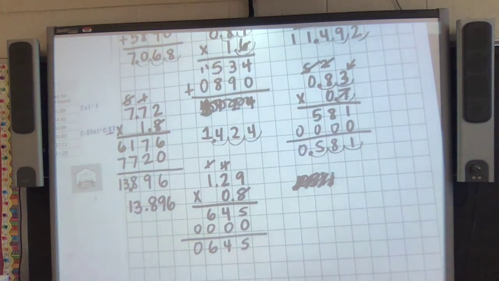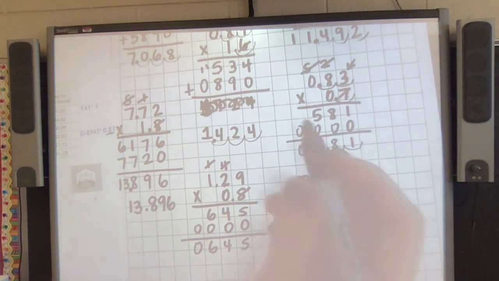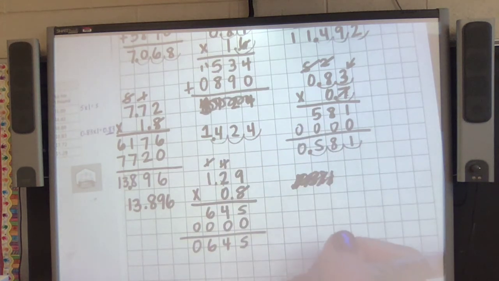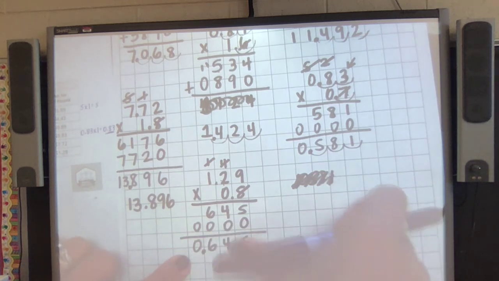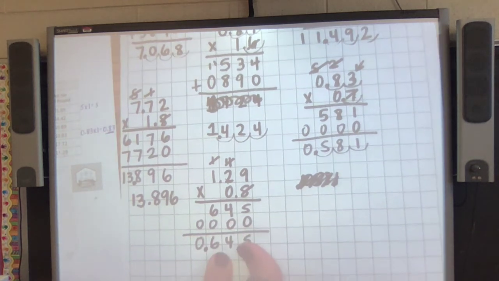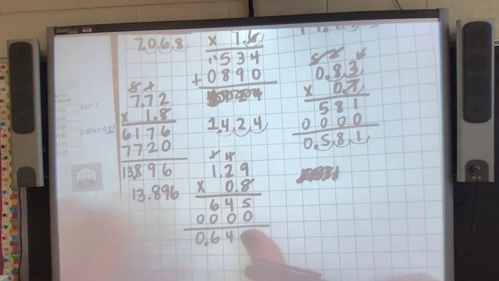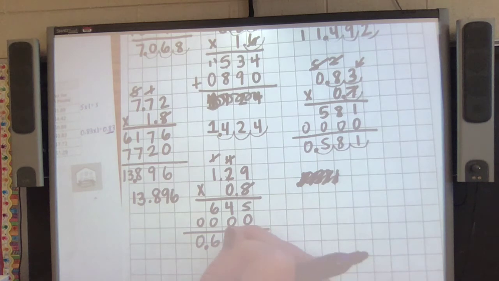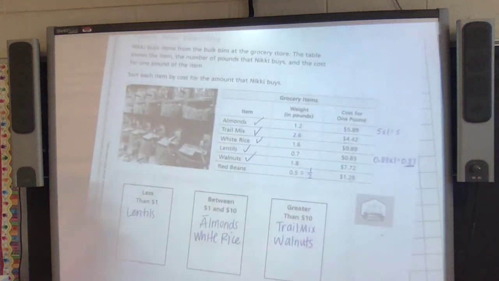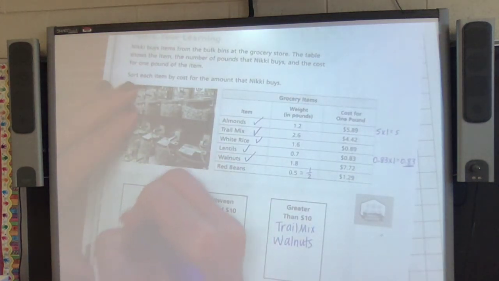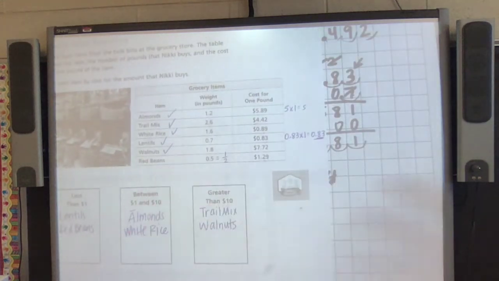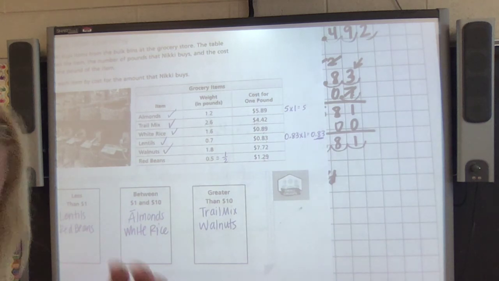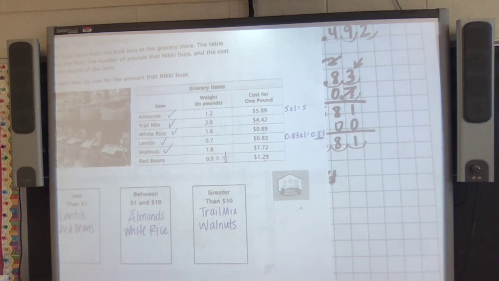Let's think about where it will make sense. If I'm finding half of $1.29, I know it's going to be less than 1. It's going to make sense to be right here because 64 cents is less than 1. Remember, we found half of that dollar. We found 5/10 of it, or half. So my red beans are going to come over here in less than 1. All right, we're going to stop right there. Let me know if y'all have questions.